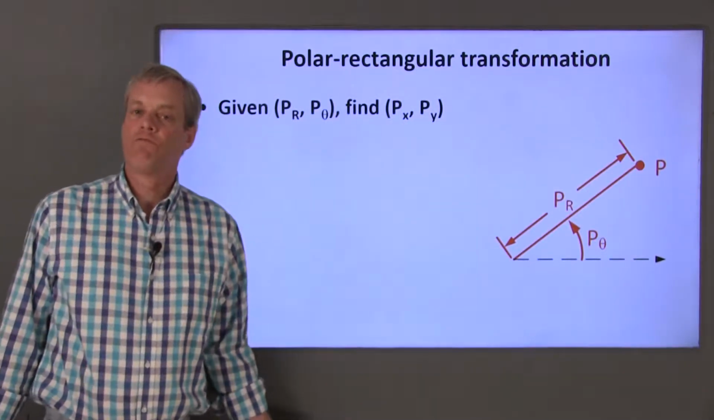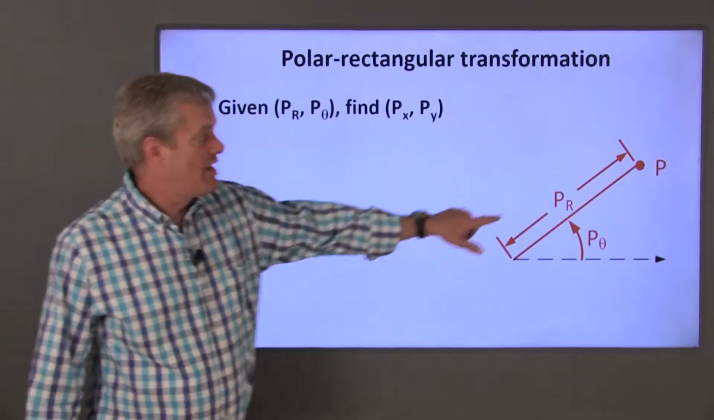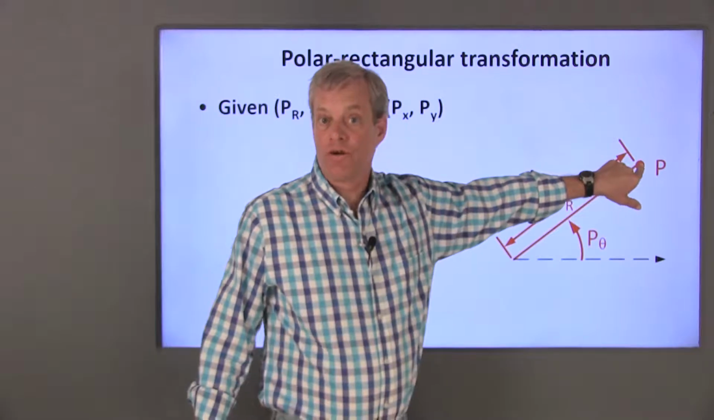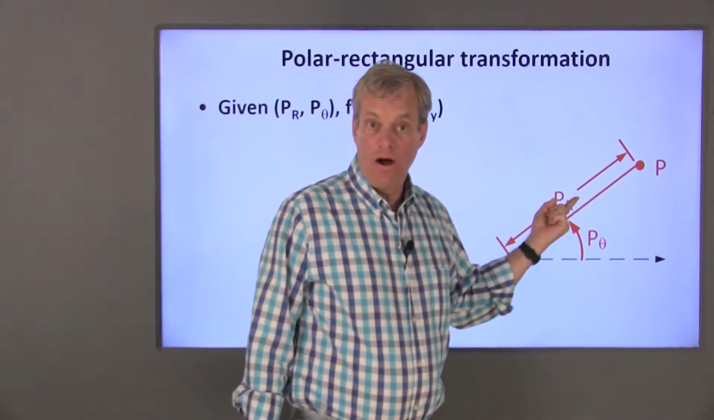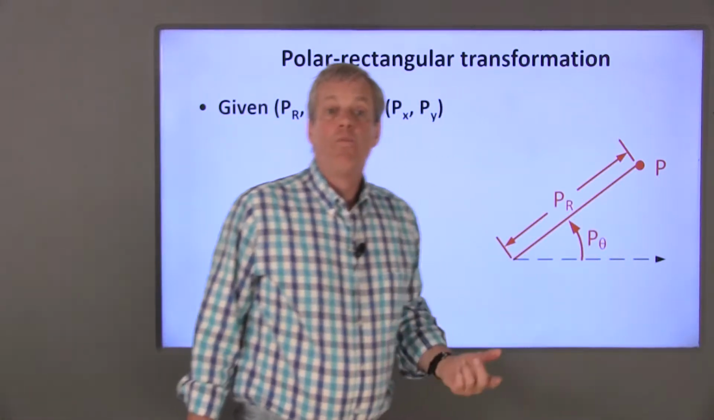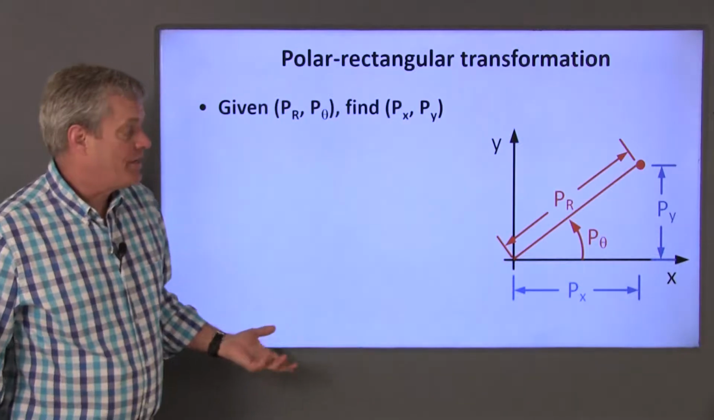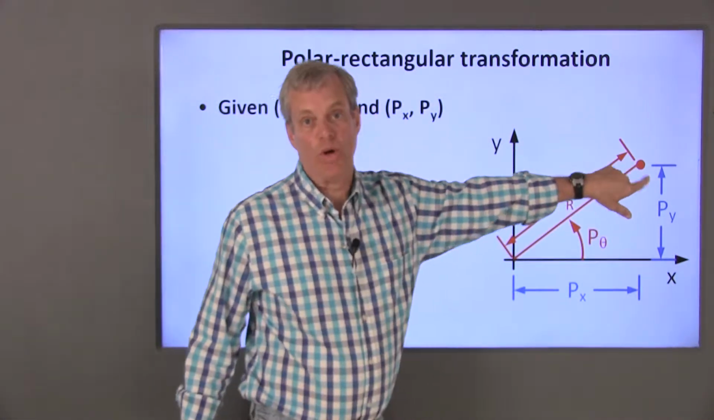Next, I'll talk about conversion from polar to rectangular coordinates. In this case, we're given a point P described in terms of its radial distance from the origin, P sub r, and an angular direction, P sub theta. We want to find the rectangular coordinates, px and py, that describe that same point.